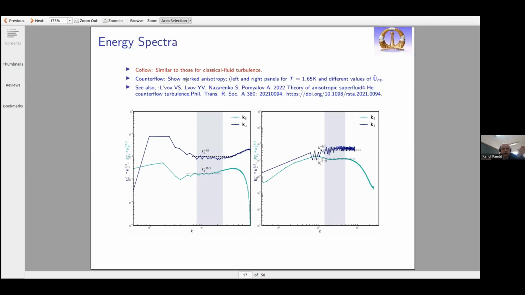But when you have counterflow, obviously there will be anisotropy. And if there's anisotropy, you have to distinguish between k parallel and k perpendicular. The k perpendicular spectra you can average over shells in 2 dimensions. So you see a -8/3 spectrum. And for the parallel one, because you don't average, you get a -11/3 spectrum. This has also been noted in a recent paper by this group, which appeared early this year. And I'm showing you data from 2 different values of the counterflow velocity. And you can see there's a clear difference between k perpendicular and k parallel, as it should be.